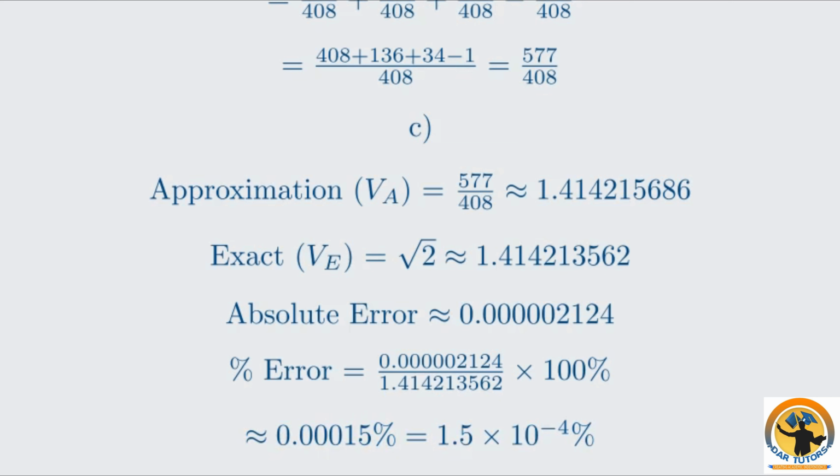This shows the ancient Indian mathematicians developed an incredibly accurate approximation for an irrational number. We've covered the key concepts. Let's recap what we've learned today.